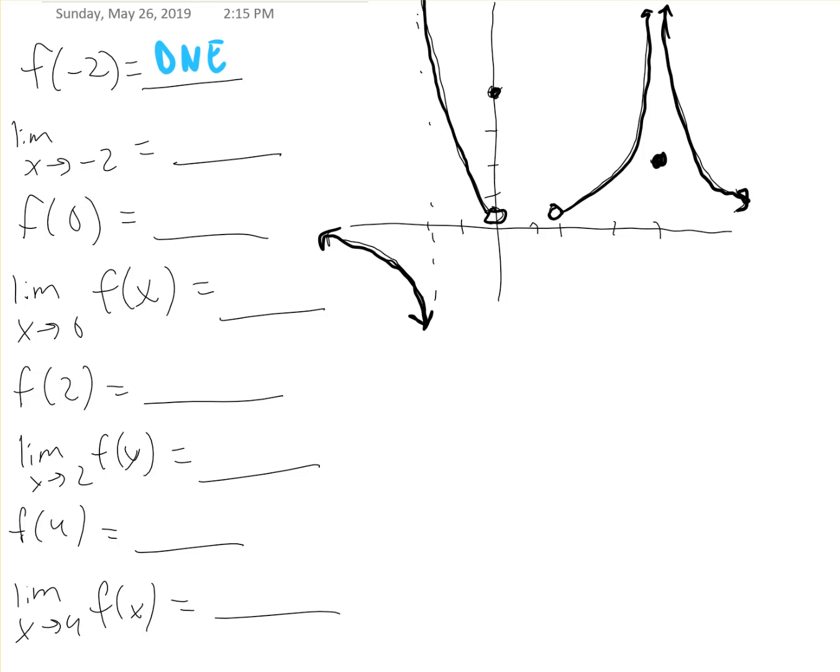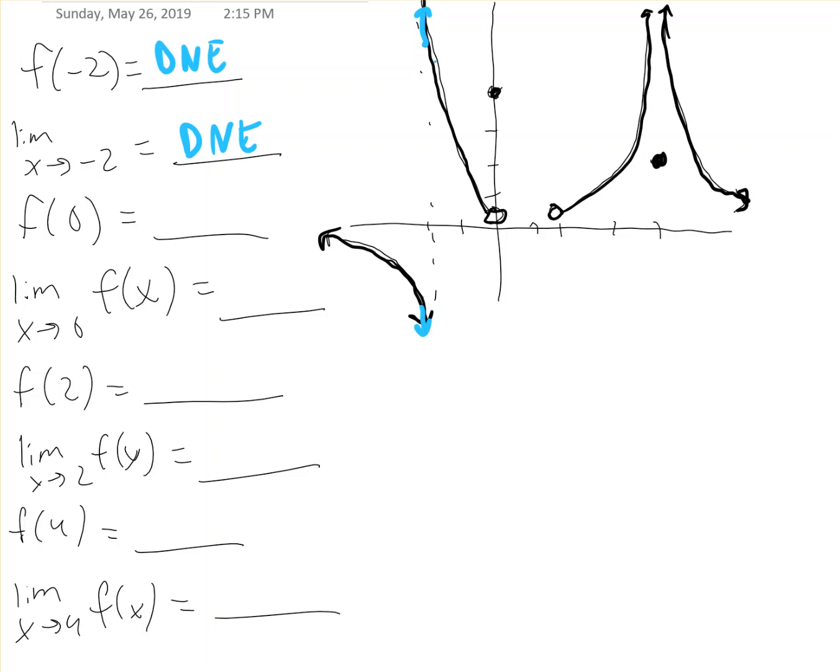And so the limit could exist, but from the right it's going to infinity, from the left it's going to -infinity. They're not even going to the same value, so that does not exist either. It's got to be the same from the right and from the left.